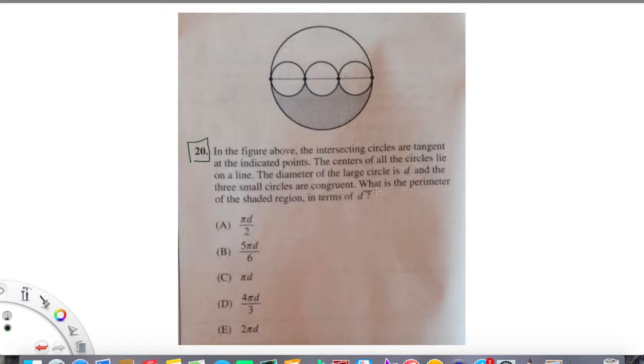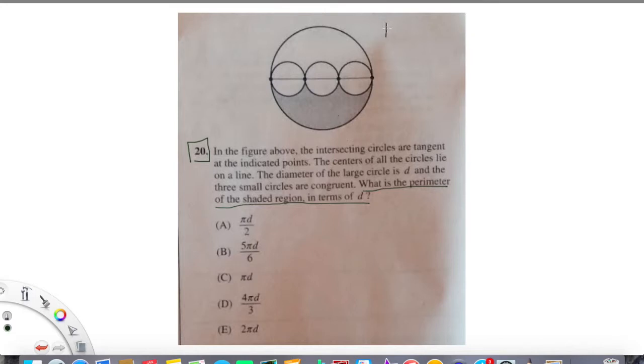So I always go to the last line first because I want to know what they're asking me about as I process the information above. So what is the perimeter of the shaded region in terms of D? Well, okay, let's figure out what's going on here. We have intersecting circles that are tangent. The centers of the circles lie on a line. The diameter is D. And they tell us that the three circles are congruent. They want to know what the perimeter is.